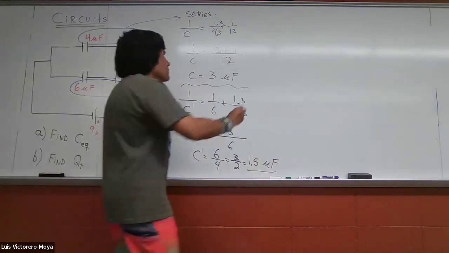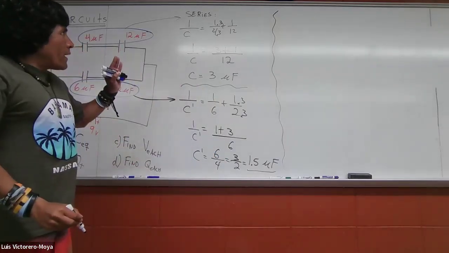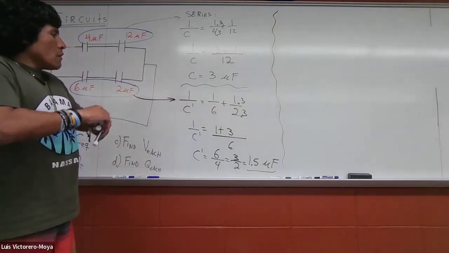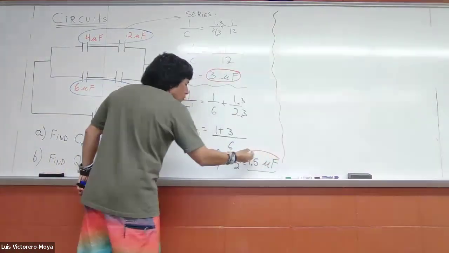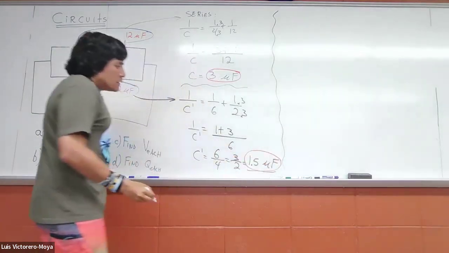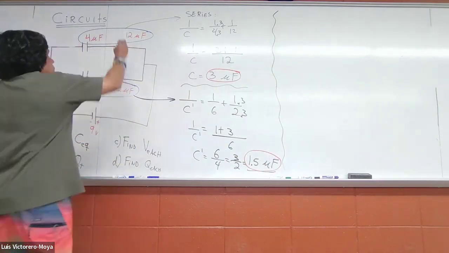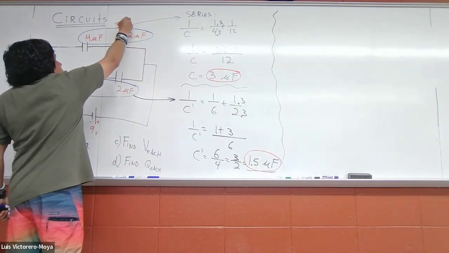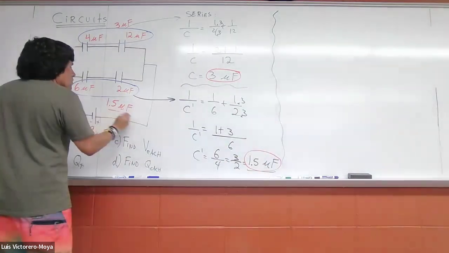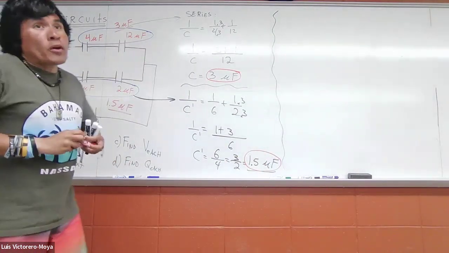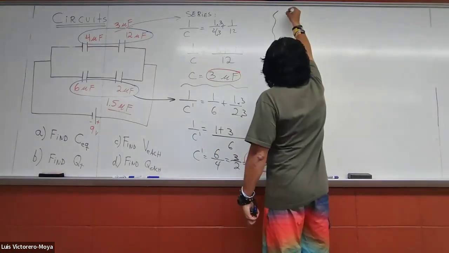All right. So that's almost part A. 3 and 1.5, they are in parallel now, right? This is combined into 3. This is combined to 1.5. These are in parallel. How do we combine them when they're in parallel? Easy. We just add them.